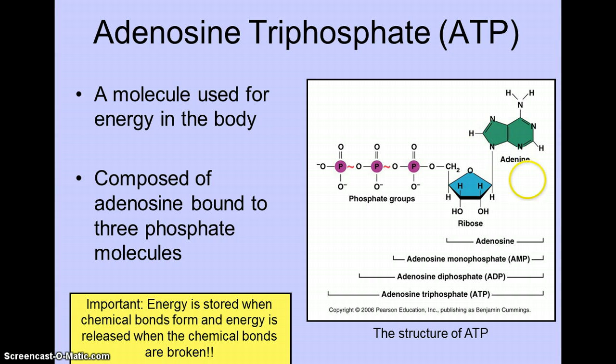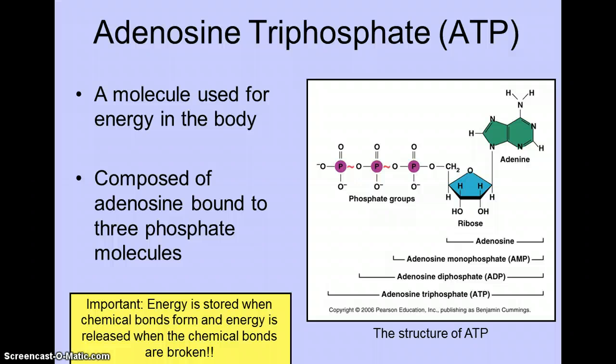It's actually this structure that ATP gets its name from. So you'll notice that we've got this adenine attached to ribose, and those 2 molecules hooked together are what are known as adenosine. And then when you attach 1, 2, 3 phosphate groups to adenosine, you've got adenosine triphosphate, or ATP. The importance of ATP is it is the energy source for your body.